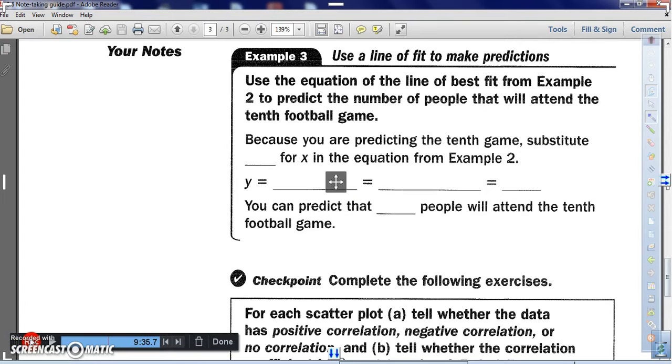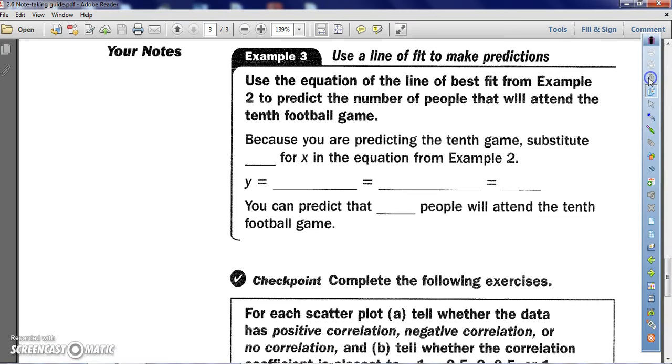Now, once we find that equation that best fits our line, we can use that equation to help us predict things. It says, use the equation of the line of best fit from the previous example to predict the number of people that will attend the 10th football game. The number of the football game, remember, is our x. So because we're predicting the 10th game, we're going to substitute 10 for x in the equation from example 2.